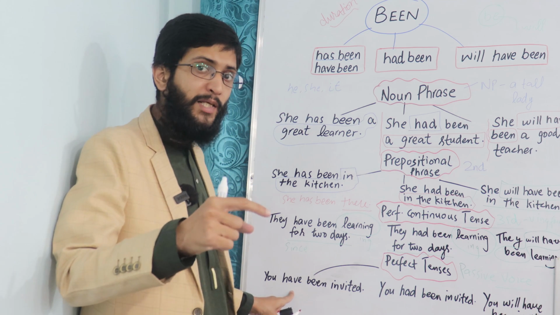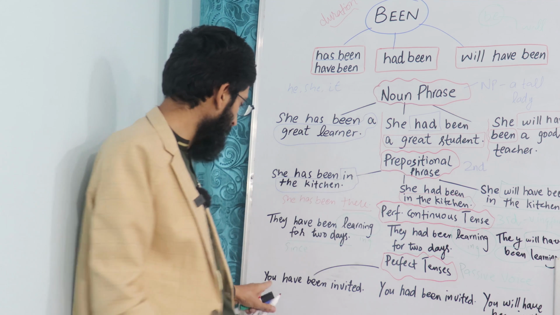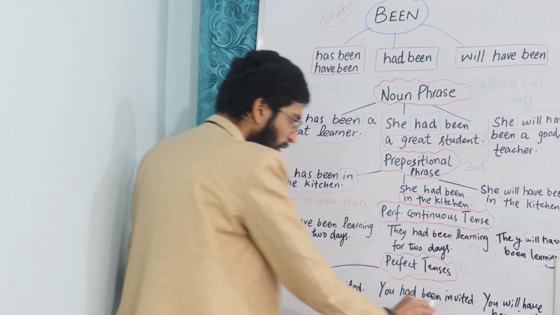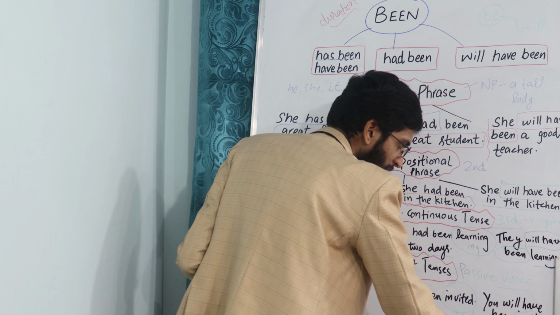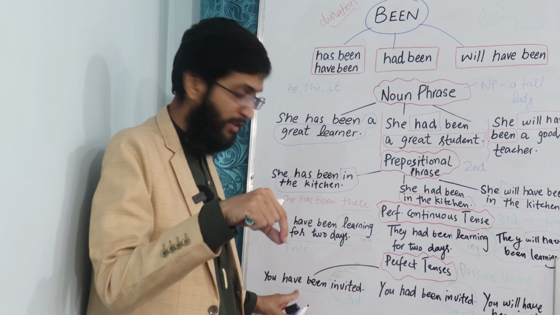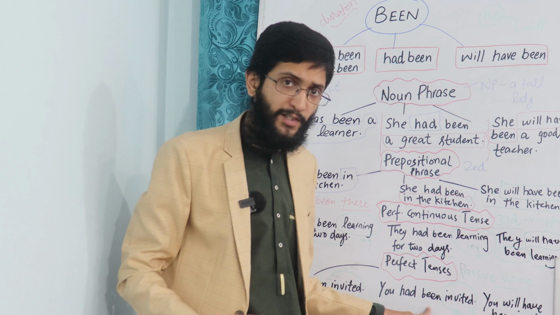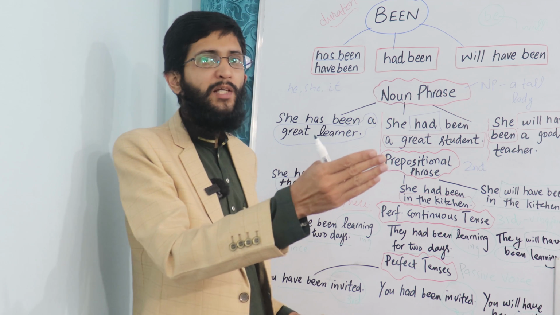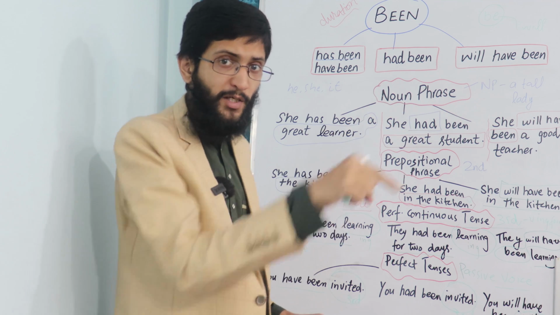Like when you say somebody has invited you, that means you have been invited by someone. When you read this example, you have been invited. Invited is the third form. So in all the passive structures we use the third form. You have been invited, that means somebody has invited you. You had been invited, that means somebody had invited you in past. Past perfect. Future perfect, you will have been invited in future, that means somebody will have invited you. Like somebody will have completed this job to invite you.